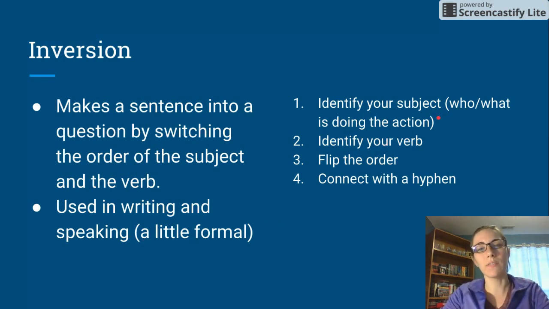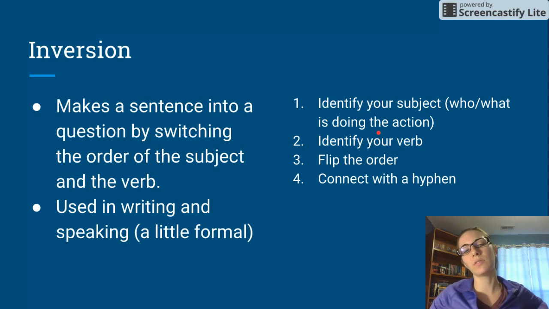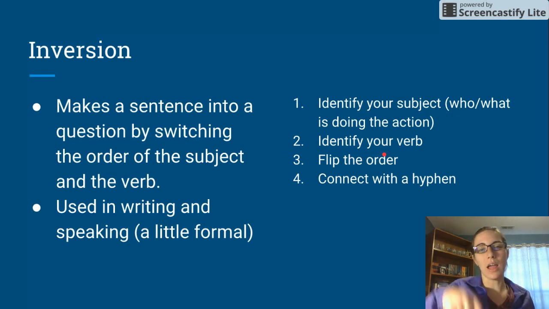In order to invert your subject and your verb, you have to first identify your subject, who or what is doing the action. In our simple sentences in French 1, a lot of times your subject is the first thing in the sentence. So, elle aime les chats was our example before. Elle is our subject because it is her, she is liking the cats. Then you identify your verb. A lot of times it's going to be what comes right after the subject. So, elle aime les chats, elle is our subject, aime is our verb. She's liking cats, is what she's doing. And then we flip the order of that subject and verb and connect them with a hyphen.